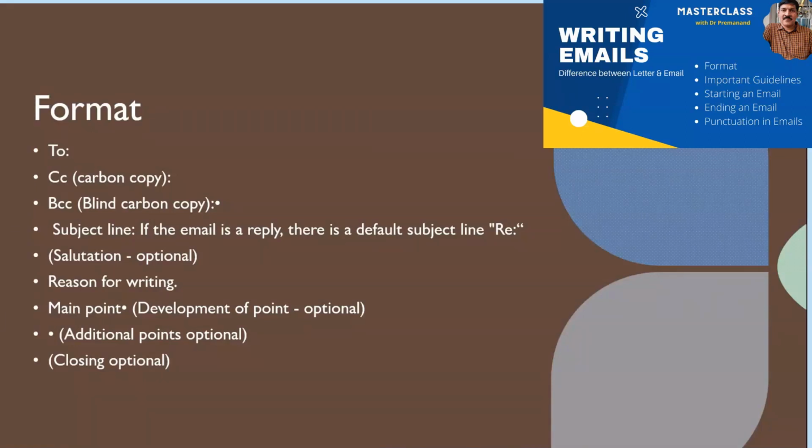Then subject line: generally you have to give a small subject line, and in that subject line you should write what the contents of the letter is for. Then salutation is optional. You can say dear or Mr. or hi and all those things. Even if you don't write, it's okay, because you're addressing it only to that person. Emails should be very quick, so you really don't have to write hi and all that. Then why you are writing. So the subject line is important.